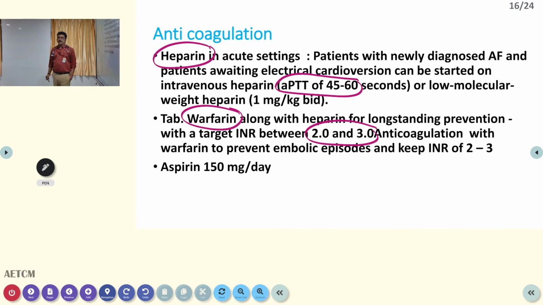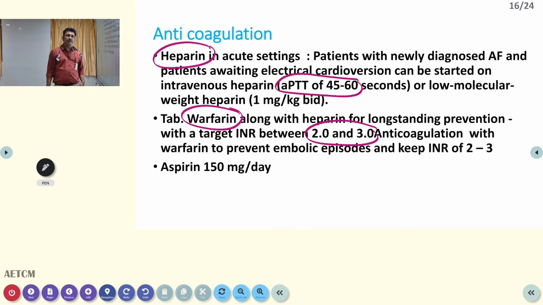Low molecular weight heparin also can be used if you are treating the patient on an OPD basis. Heparin is a much cheaper drug compared to low molecular weight heparin, but we need to monitor the APTT frequently, whereas low molecular weight heparin can be given on an OPD basis. There is no need for frequent monitoring of APTT.